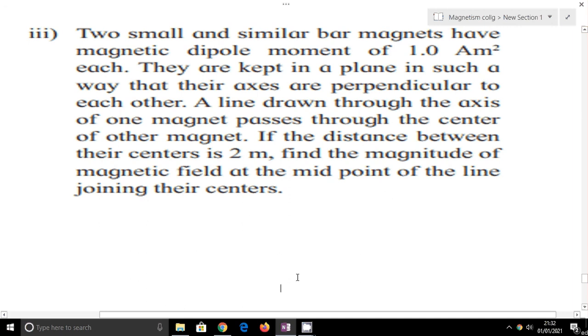Welcome to all. In the last lecture, we already solved the first two examples from the exercise of chapter number 12, that is magnetism. Today we are going to solve the third example from the magnetism chapter number 12.